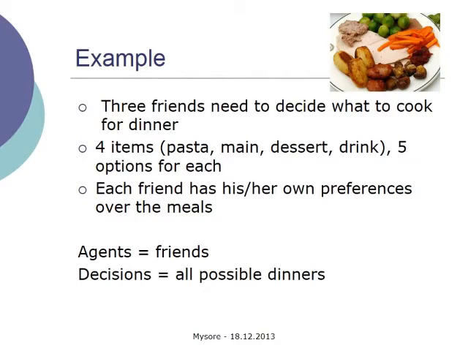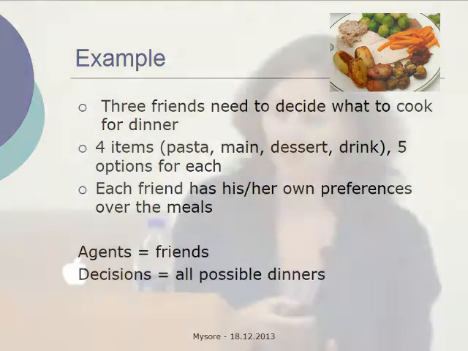Let's give a very simple toy example. There are some friends that want to cook dinner together, and they want to eat the same thing, so the same menu. Being from Italy, you know that we have this set of things that we usually eat: a pasta dish, a main dish, a dessert, and then something to drink. Each one of them is a decision variable. You need to decide on the pasta dish, a main dish, a dessert, and a drink.